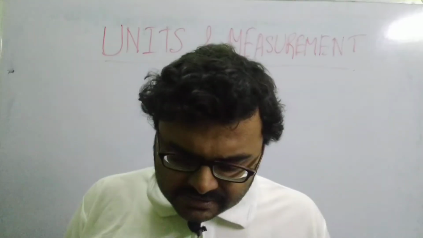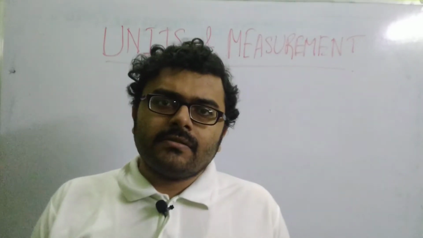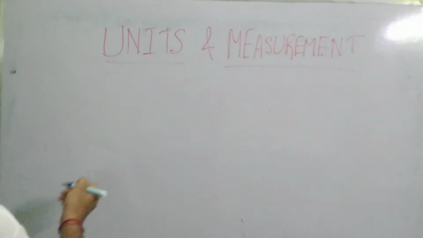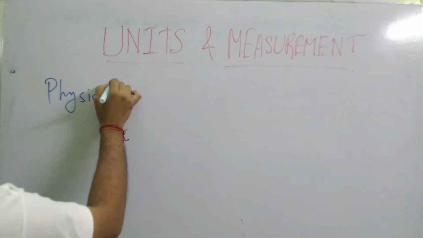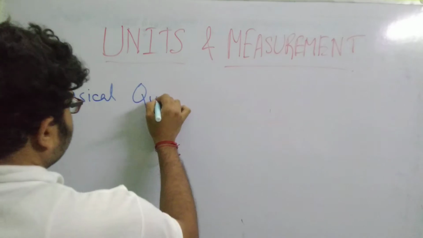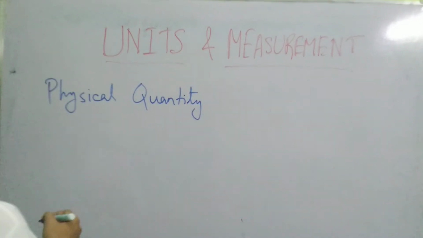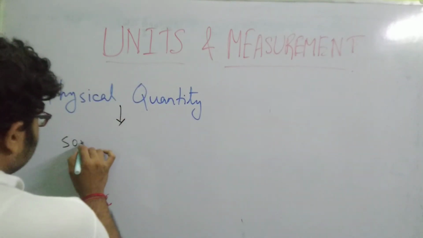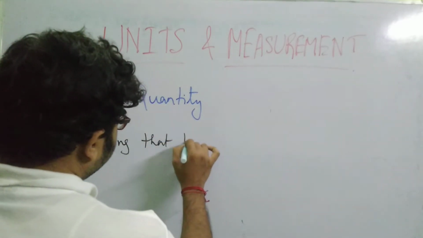Quantities in physics we regard as physical quantities as they are measurable. If I just try to define the term physical quantity, what is a physical quantity? Something that can be measured. So a physical quantity is something that can be measured.